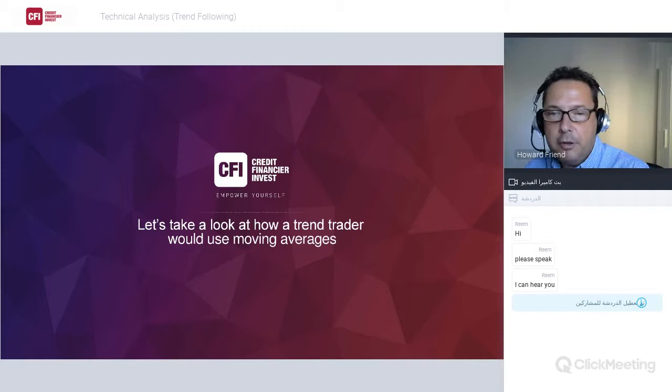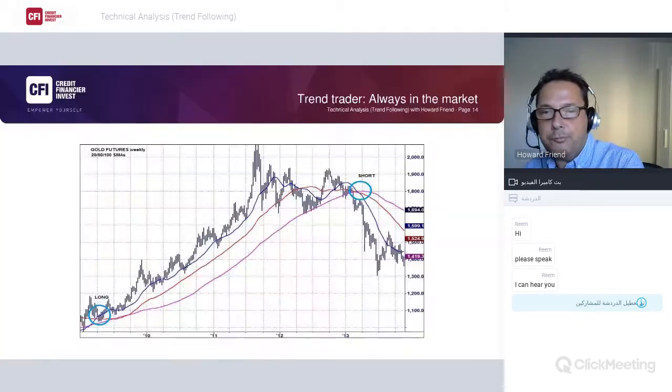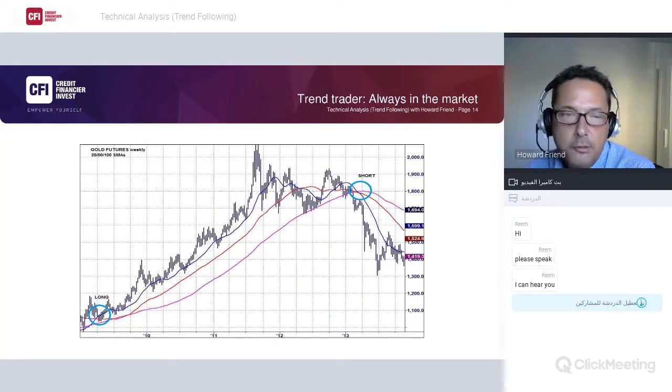Okay, so let's take a look at how a trend trader would use the moving average. So here's an example. This is gold futures, and it's a weekly chart, again with the 20, the 50, and the 100 week simple moving average. So what we've got here is a situation in blue where the shorter one crosses above both the longer ones. The price is well above certainly the longer ones and then above the shorter one here. So this gives you the bullish indication. And we're buying these dips back towards the rising 20-week moving average.